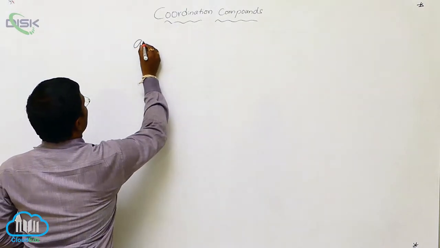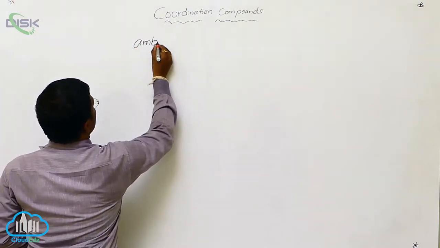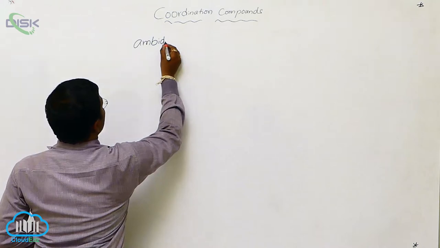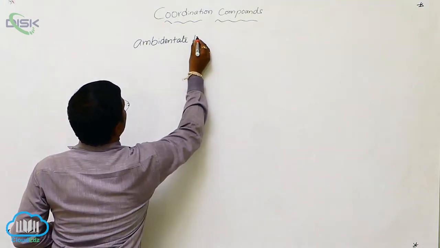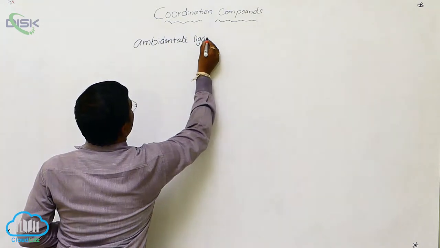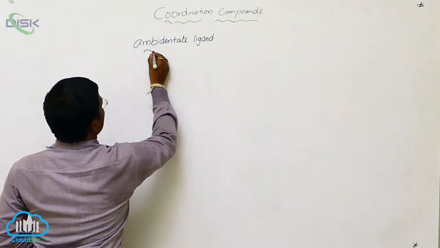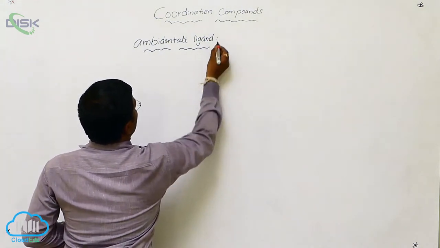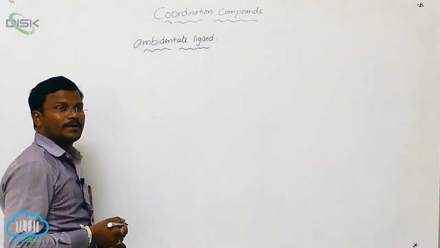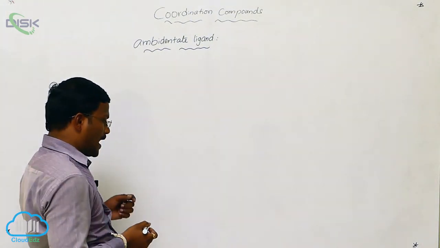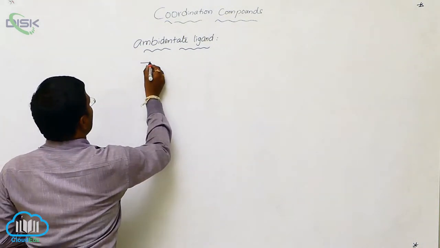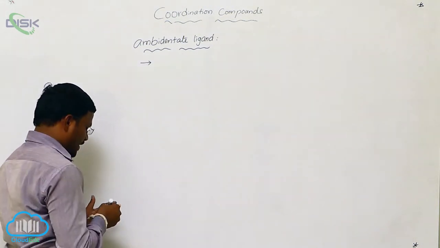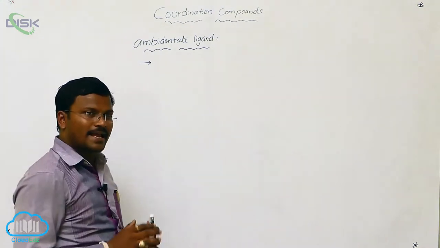In the next one, the most important condition is ambidentate ligand. Ambidentate ligand. So it is the most important question as a short question in IPE examination. What is an ambidentate ligand? Before this, what does ligand mean?